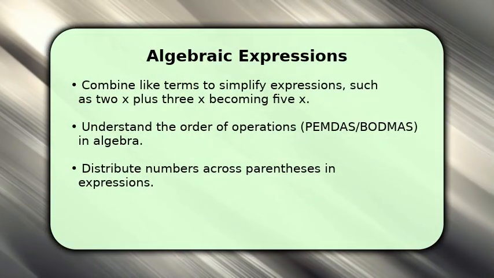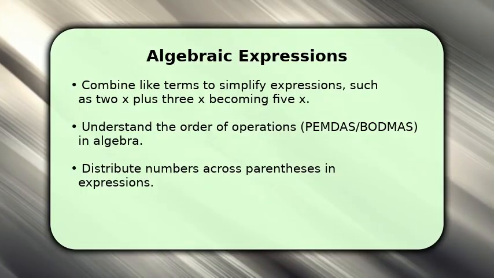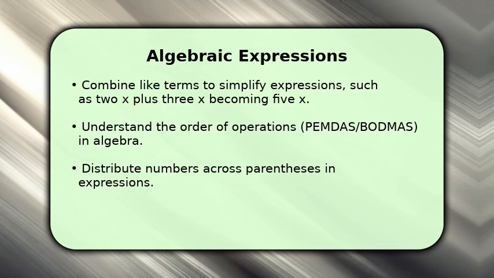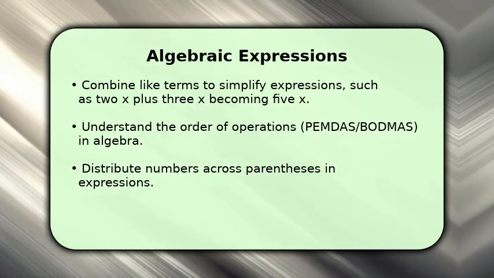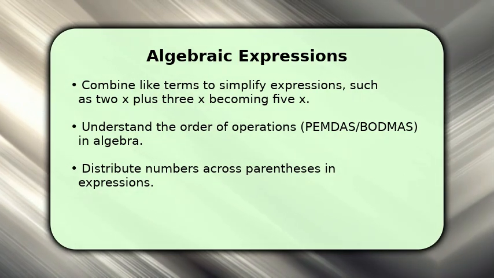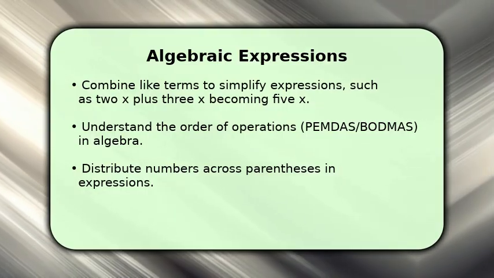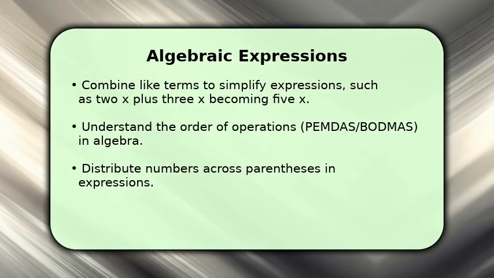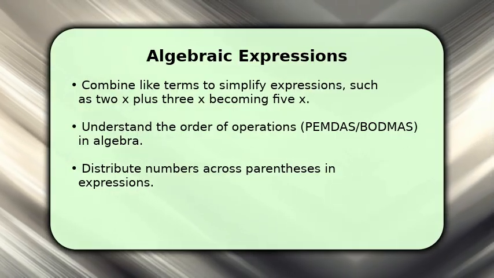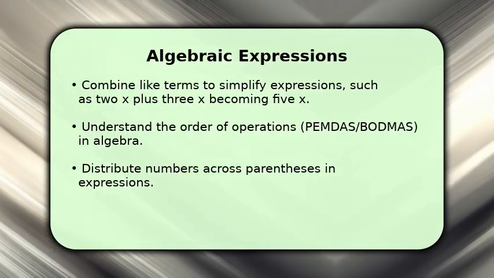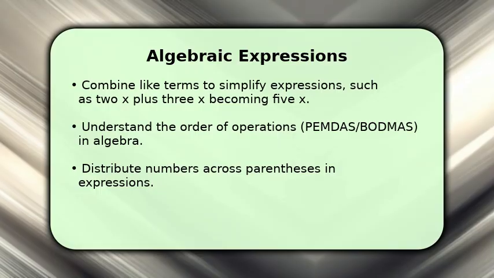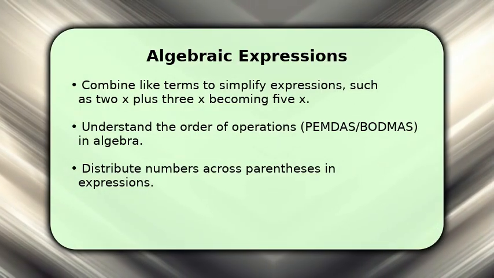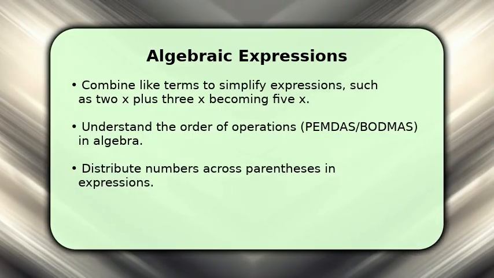Moving on to algebraic expressions, we'll learn how to simplify them by combining like terms. For instance, 2x plus 3x simplifies to 5x. Understanding the order of operations, often remembered as PEMDAS or BODMAS, is vital when evaluating expressions with multiple operations. We'll also practice distributing numbers across parentheses, like turning 2 times the quantity of x plus 3 into 2x plus 6. This makes expressions much clearer.